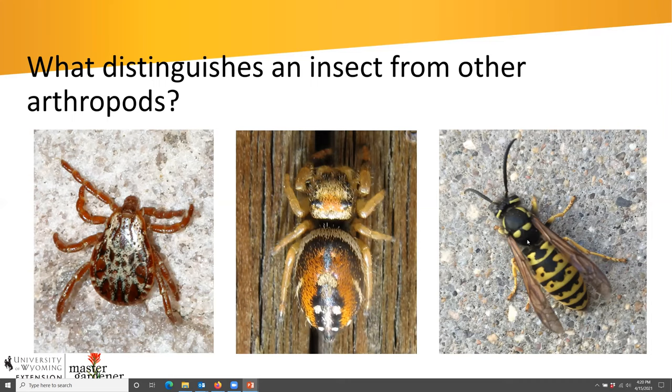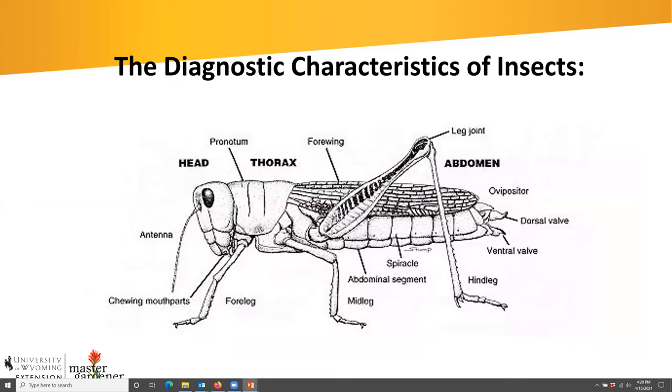So it has the three-part body, six legs. As adults, most insects do have wings. They may be highly modified or reduced, but you can find the evidence of the wings. They have antennae. So this is probably a review for most of you from when you were in school. You probably learned some basics about insects and other arthropods. I like grasshoppers. That's my specialty.